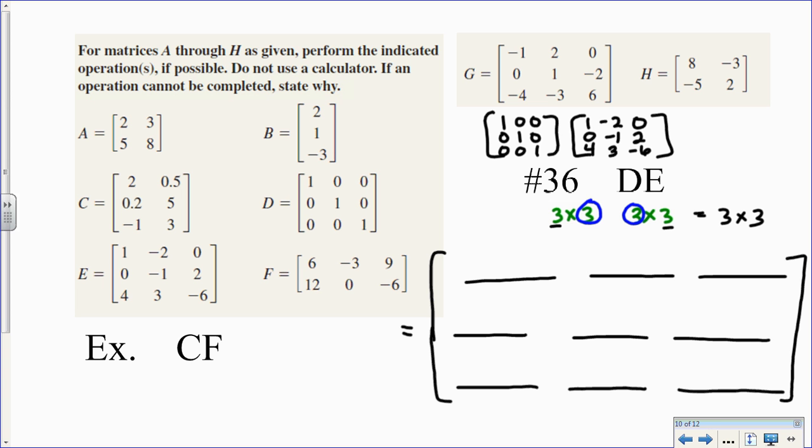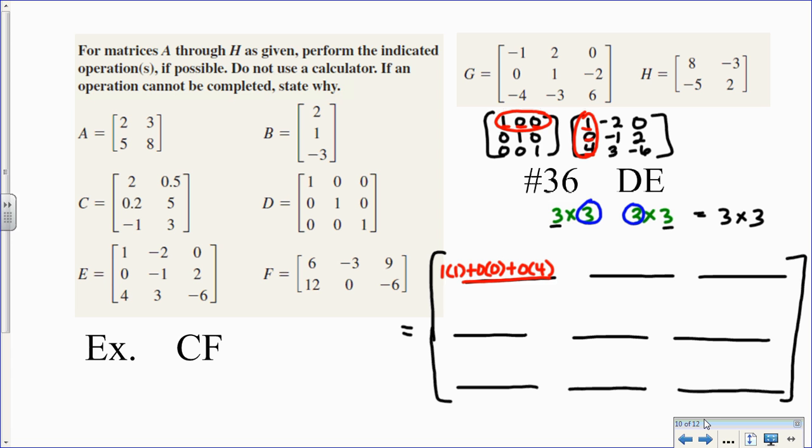So for this first spot, this is the top row, first column. So it goes rows by columns. So top row, first column. So I'm going to do 1 times 1 plus 0 times 0 plus 0 times 4. All right, I go across the rows.